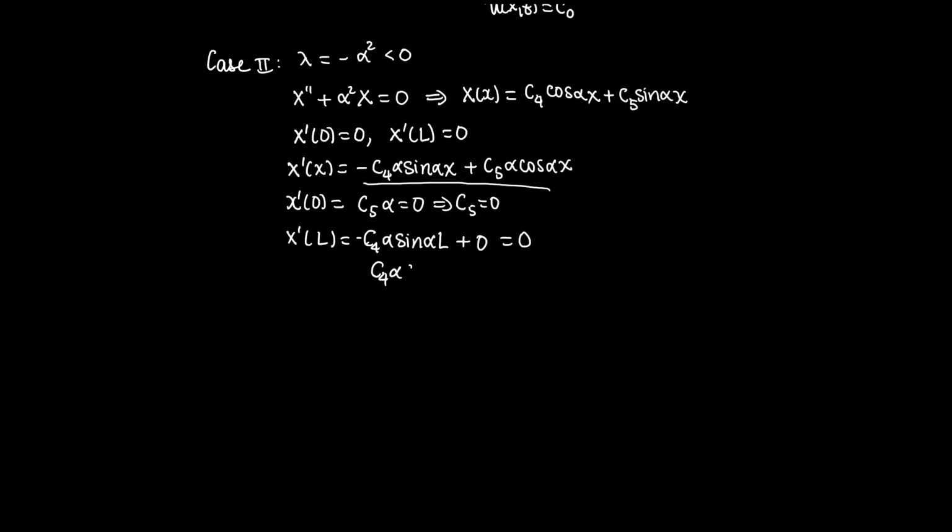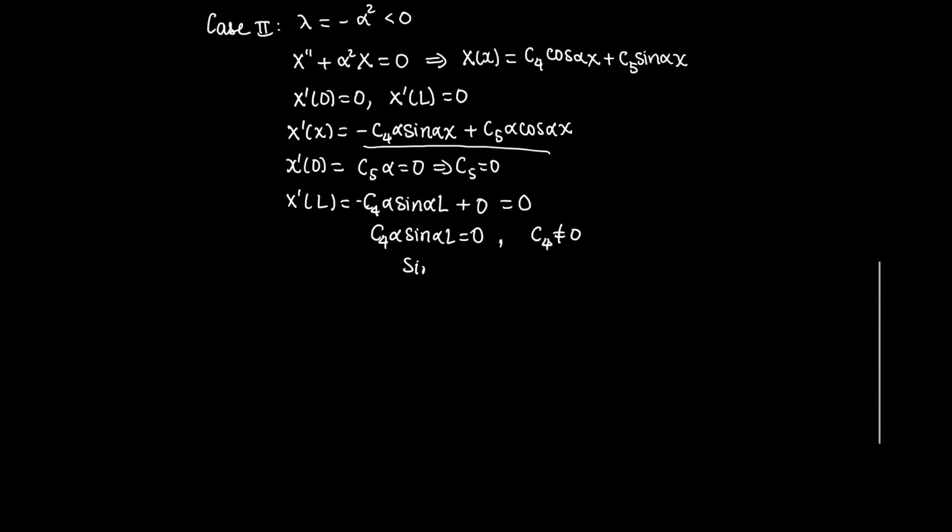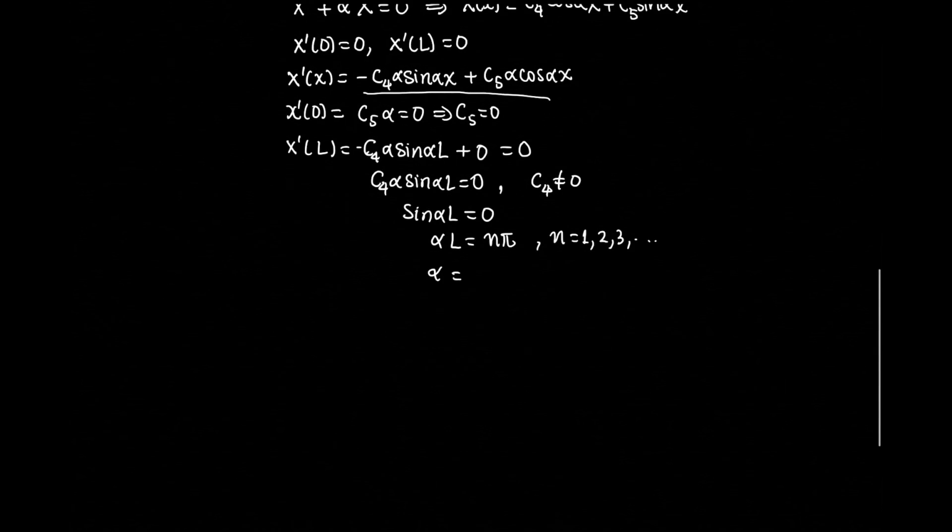C4 alpha sine alpha L equal to 0. Also the same, if I set C4 to 0, then everything is 0, there's no solution. I'm going to say C4 different than 0 implies that sine of alpha L has to be equal to 0. Alpha L has to be equal to n pi, for n equal to 1, 2, 3, and so on. That means alpha equal to n pi over L.